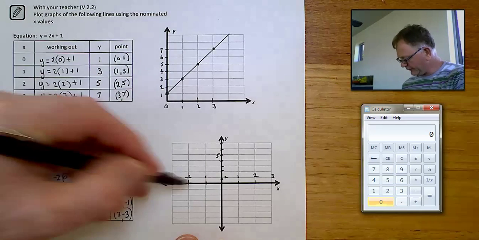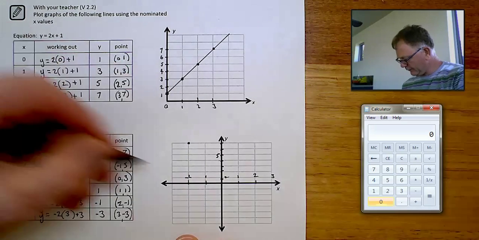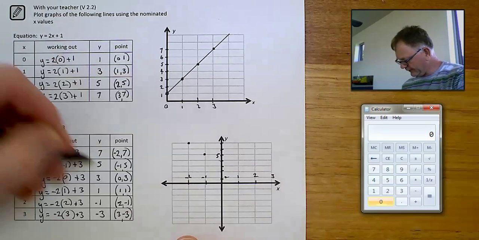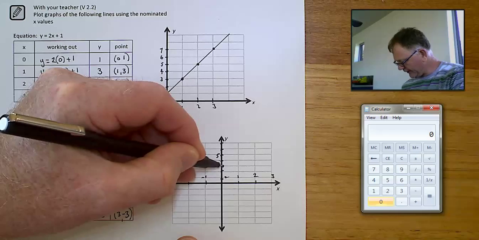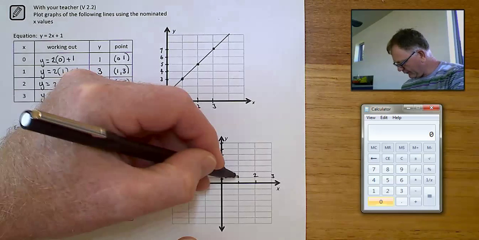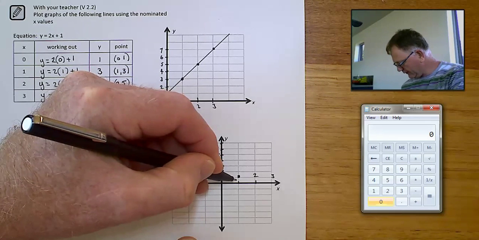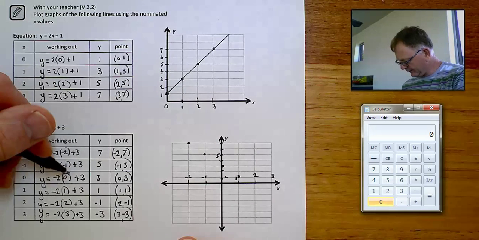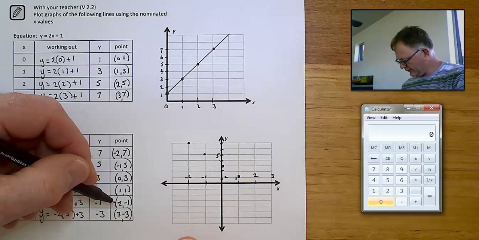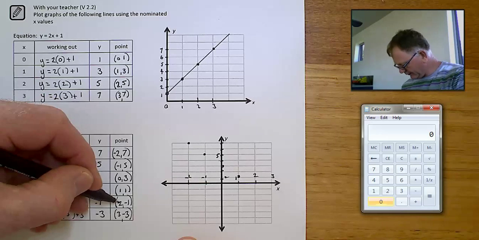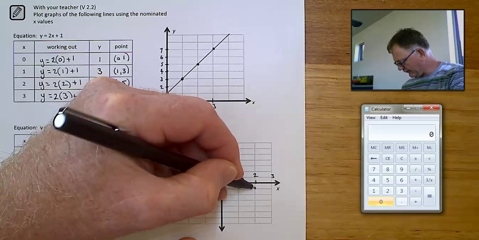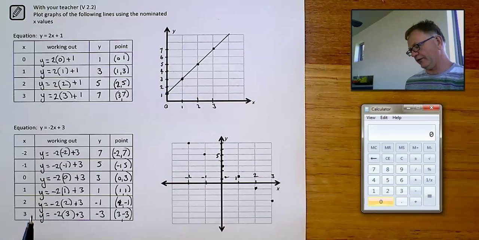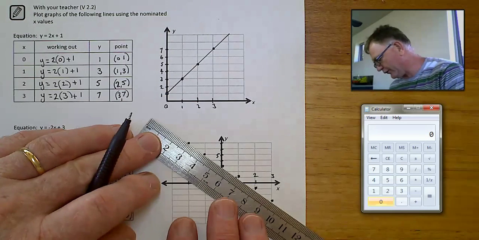The point minus 2, 7 is on the graph. The point minus 1, 5 is on the graph. The point 0, 3 is on the graph. Point 1, 1 is on the graph. The point 2, negative 1, and 3, minus 3. And I think you can see I've got a straight line of points there, and I can rule a straight line through them.